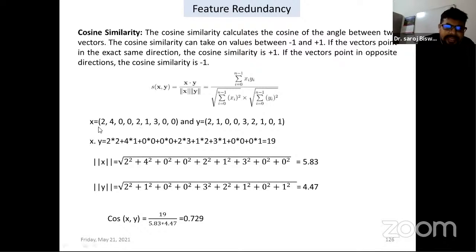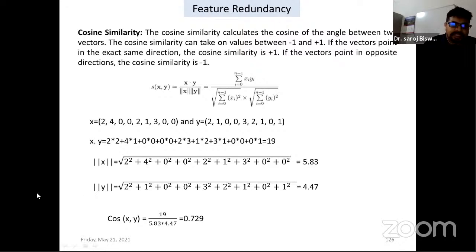Now if we have the vector x, represented by 2 4 0 0 2 1 3 0 0, and another vector y, represented by 2 1 0 0 3 2 1 0 1, we're going to calculate the cosine similarity. Initially we calculate the numerator, x dot y. We multiply 2 into 2, plus 4 into 1, plus 0 into 0, and similarly for all the values, and finally we get 19 in the numerator.